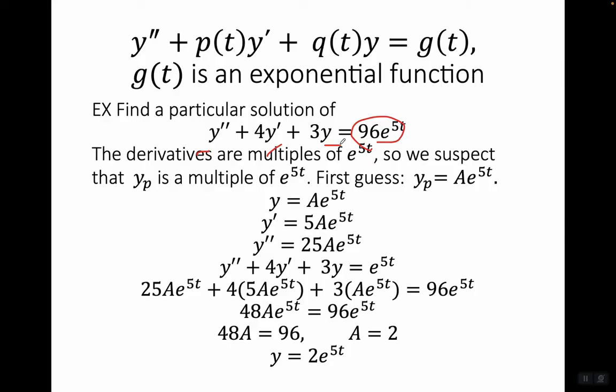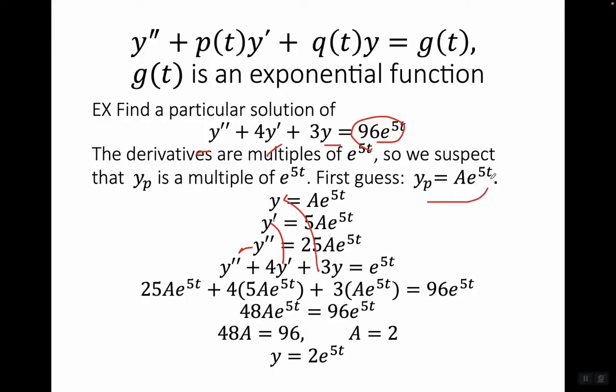Why do I calculate those? So that we can plug them into the differential equation. When we plug in y double prime, y prime, and y, we end up with y double prime plus 4y prime plus 3y equals 96 e to the 5t. In other words, 25a e to the 5t plus 4 times 5a e to the 5t plus 3 times a e to the 5t equals 96 e to the 5t. Add up the left side, and we end up with 48a e to the 5t equals 96 e to the 5t. In other words, 48a equals 96, so that a equals 2.